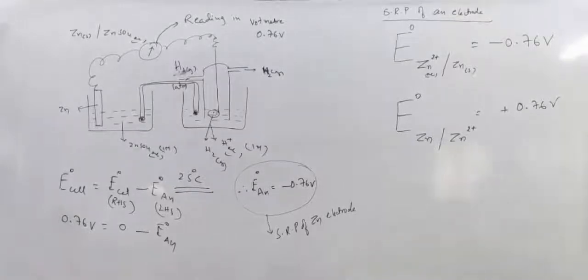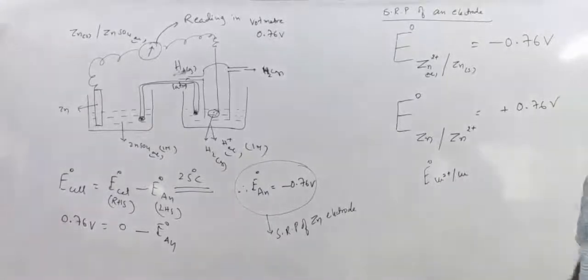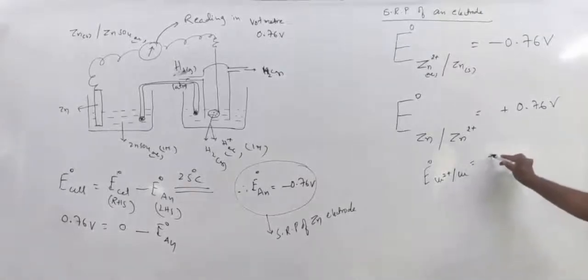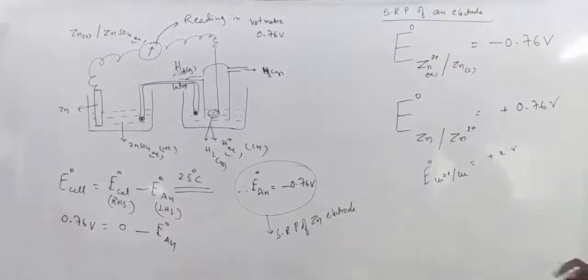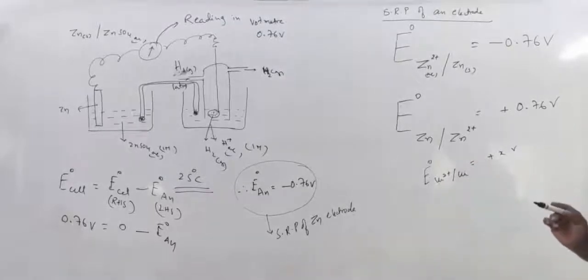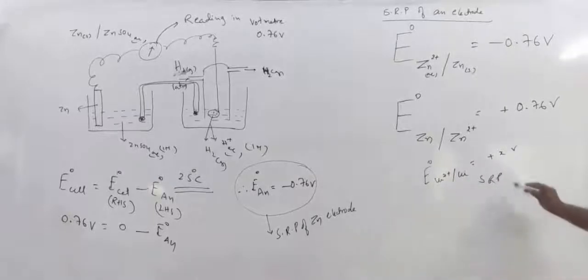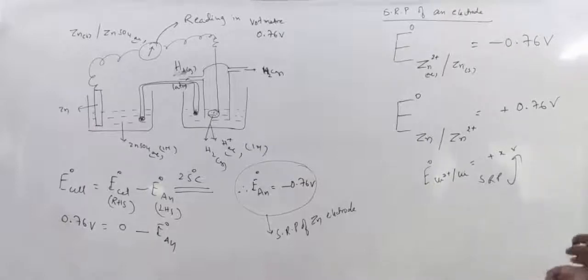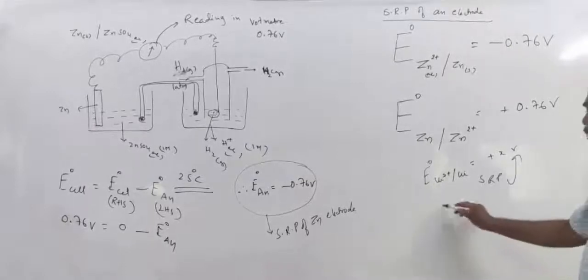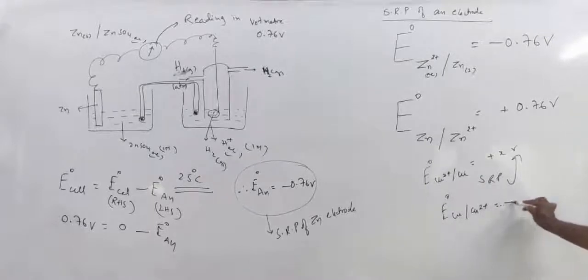Is it clear? For example, E naught Cu2 plus to Cu is plus X volts. What is this? Plus 2 to 0, oxidation state decreases. Therefore, reduction potential, standard state, SRP, is plus X volts. Suppose you want to express the oxidation potential, what do you have to do? Simple. E naught Cu to Cu2 plus is minus X volts. Clear?